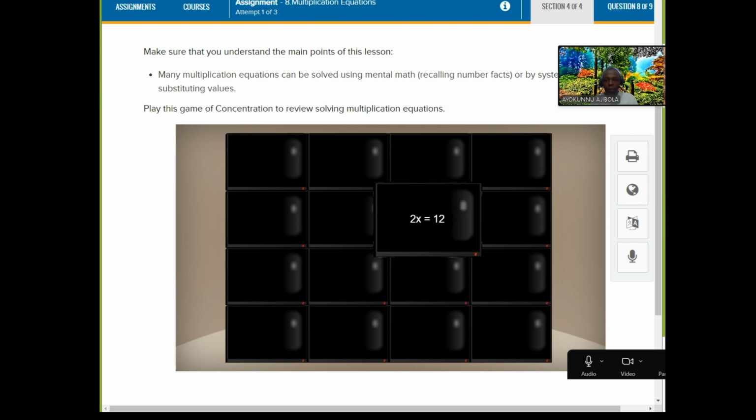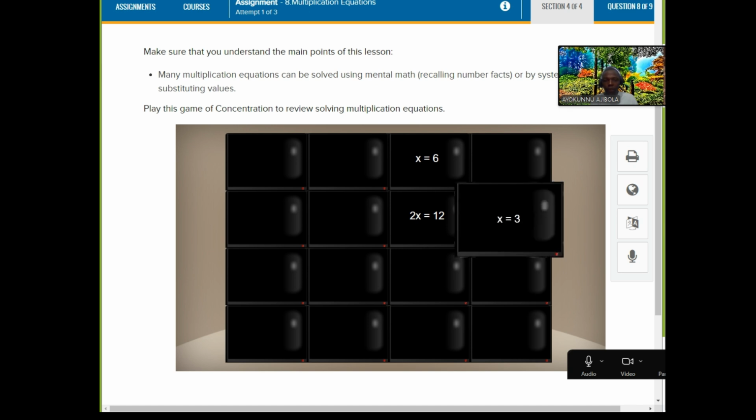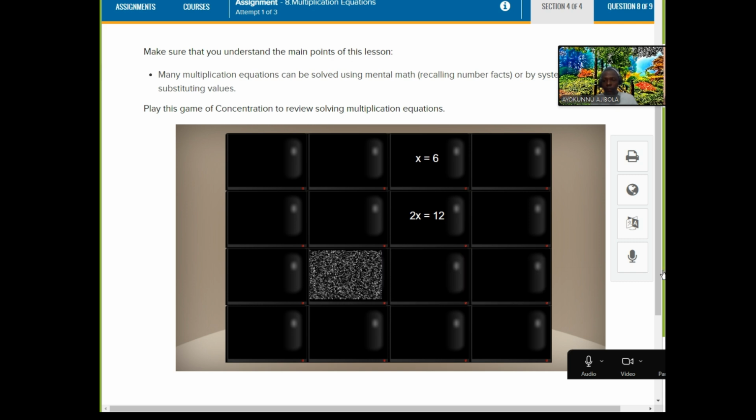Then this one says 2x equals 12. So if 2x is 12, x must be 6, yes or no? Yes. So this one tally with the one directly above it. Then this one says x equal 3. Have we seen anyone that gives us x equal 3? I doubt. No. So this one says 9x equal 9. And if 9x equal 9, then x should be 1.